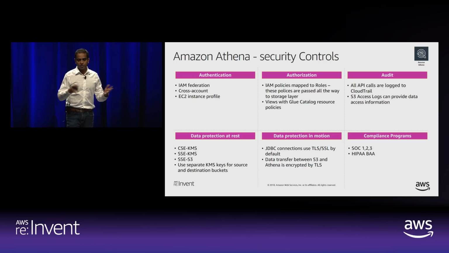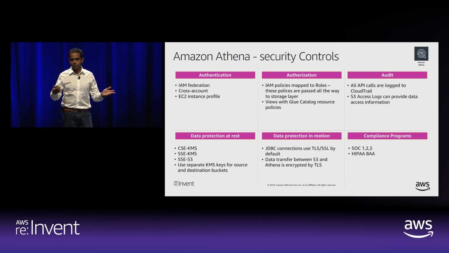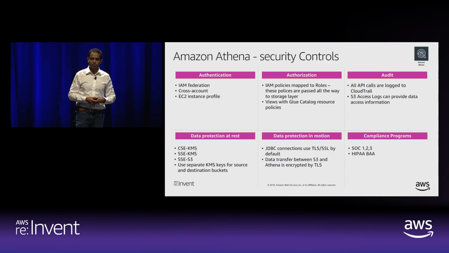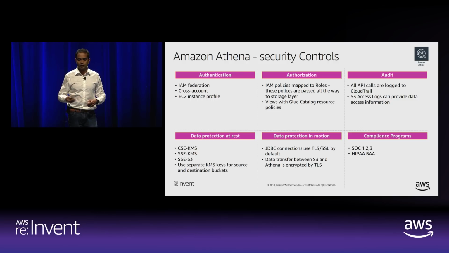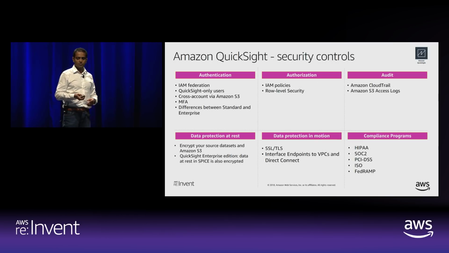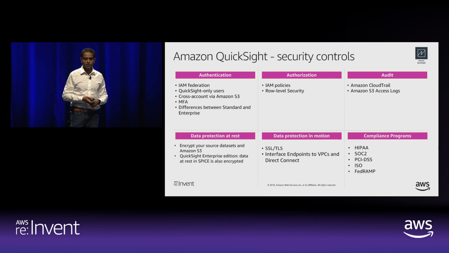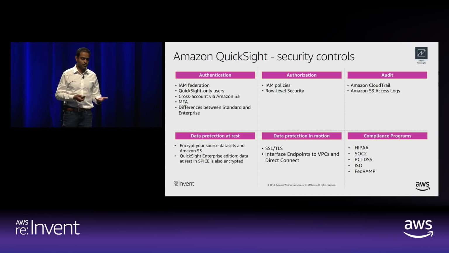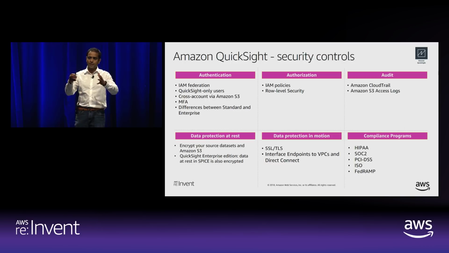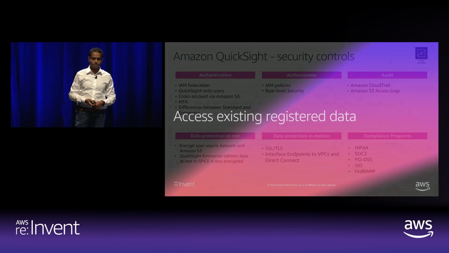A quick summary slide again for security controls on Athena: support for federation. IAM role is used and passed down all the way to the storage layer. And then finally, combining things like Glue catalog policies and views can give you fine-grained access control. This is the last one, on QuickSight security controls. This one talks about the same things. We talk about federation. QuickSight gives you the ability to do things like QuickSight-only users, and also interface endpoints. So if you think about QuickSight needing access to VPC level resources like Redshift and Presto on EMR, you can enable that with interface endpoints.